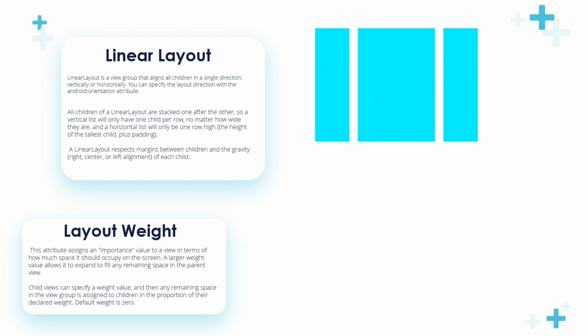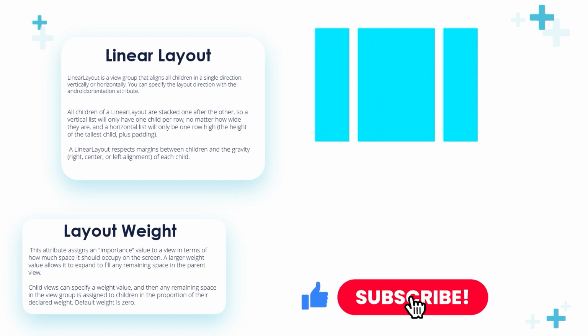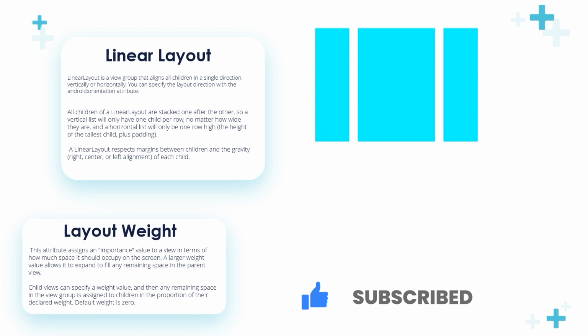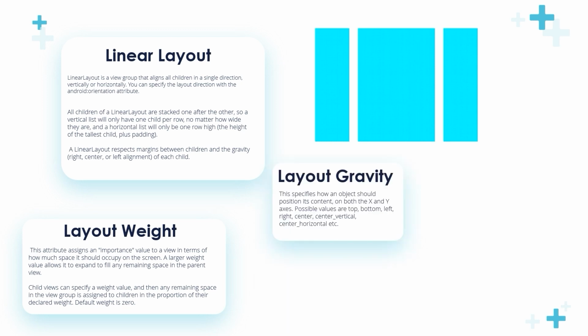This attribute, the layout weight, assigns an importance value to a view in terms of how much space it should occupy on the screen. A larger weight value allows it to expand to fill any remaining space in the parent view. Child views can specify a weight value, and then any remaining space in the view group is assigned to children in the proportion of their declared weight. Default weight is zero. Don't worry, we will see these attributes in action in the next video.